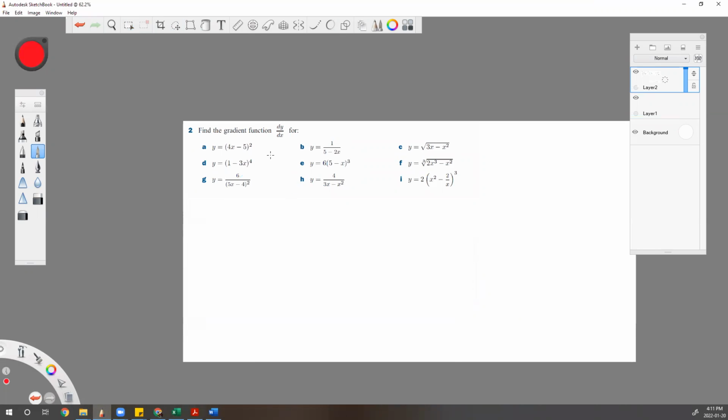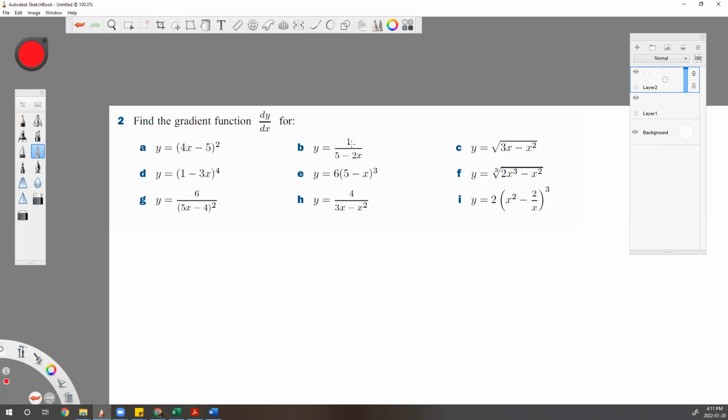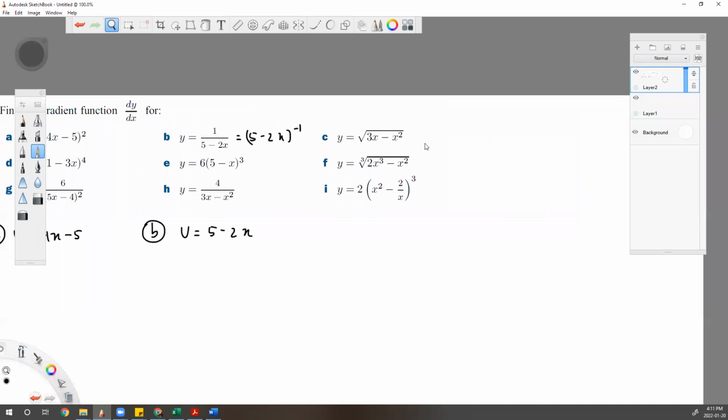So, number 2. Let's do A. Since we do so many numbers, you need to try to do it in general, okay? I just change the u equals 4x minus 5, right? And then b, q equals, okay, this is 1. I just changed this to 5 minus 2x power negative 1. I think it will make sense for you. 5 minus 2x, right? And then c, okay, you need to change this first.